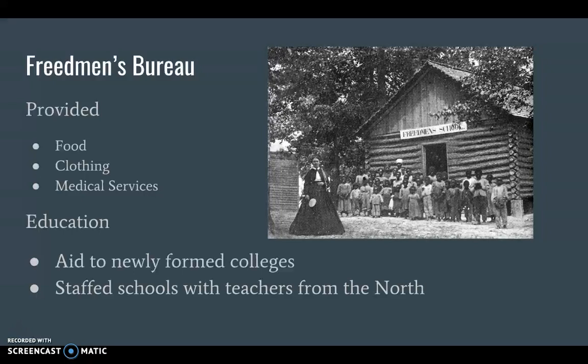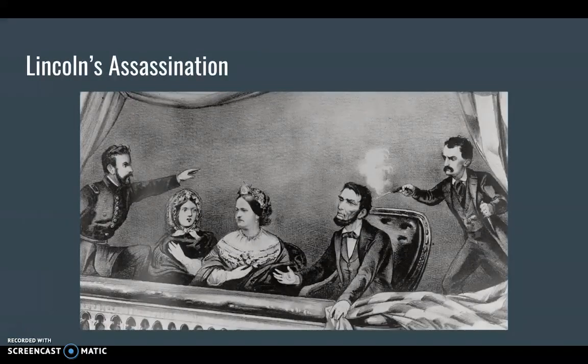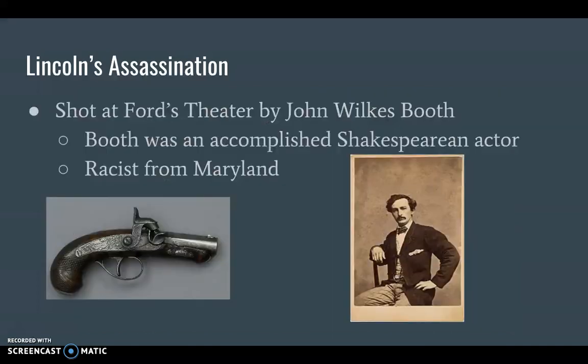Reconstruction seemed to be taking steps in the right direction, and then a tragic event happened. On April 14, 1865, the President and Mrs. Lincoln were attending the play Our American Cousin at Ford's Theater in Washington, D.C. Lincoln was assassinated. He was shot at Ford's Theater by John Wilkes Booth. Booth was an accomplished Shakespearean actor and a racist from Maryland.